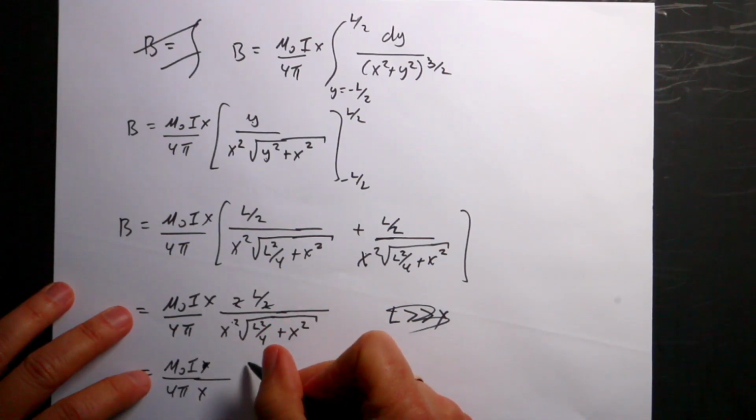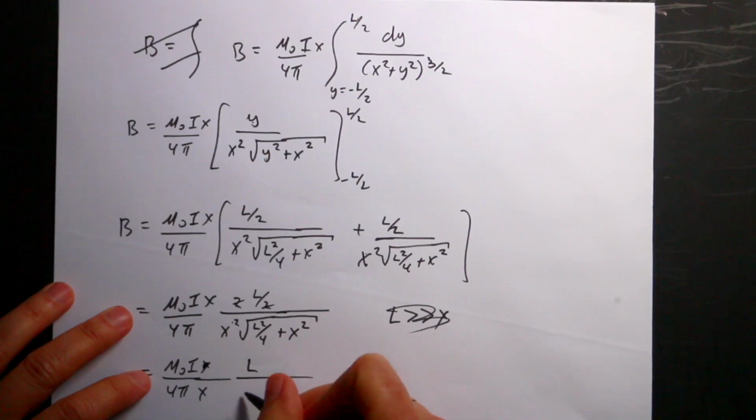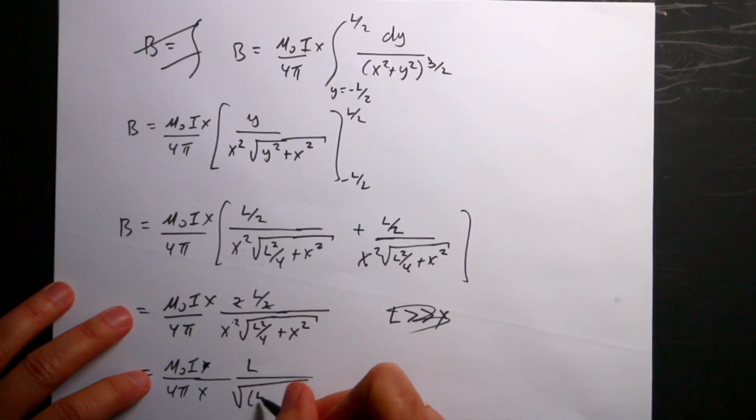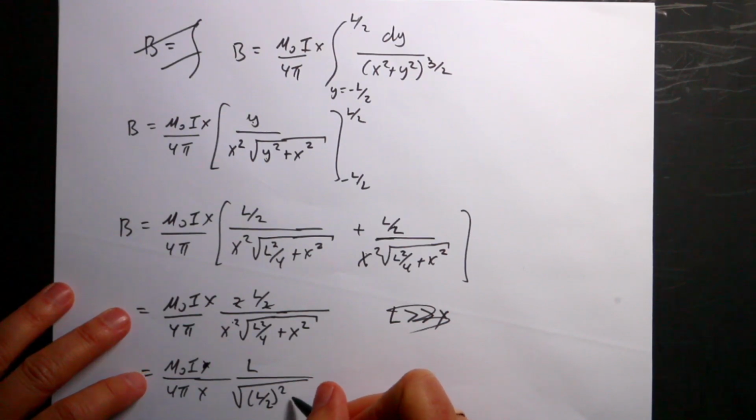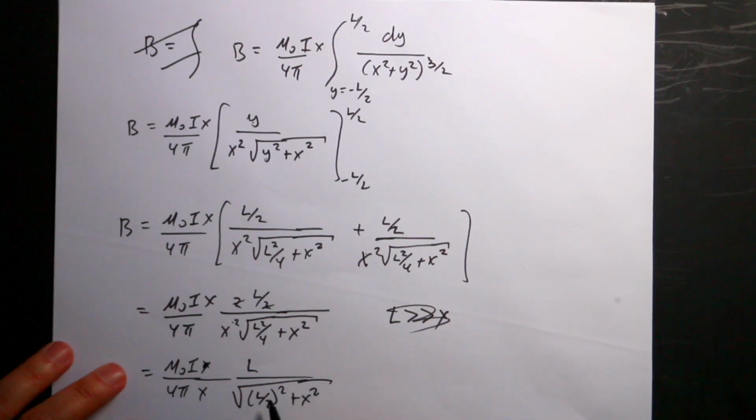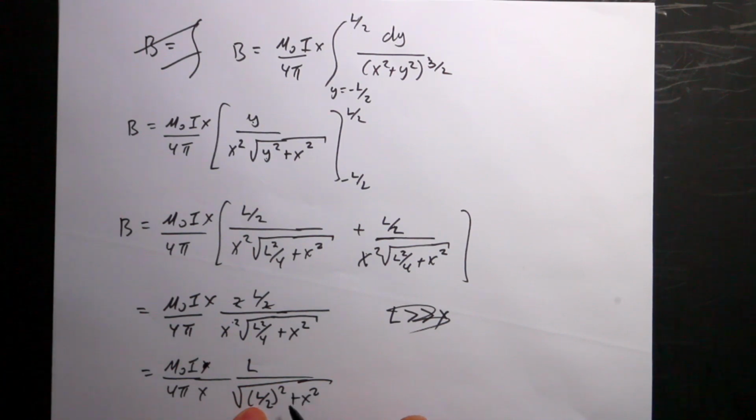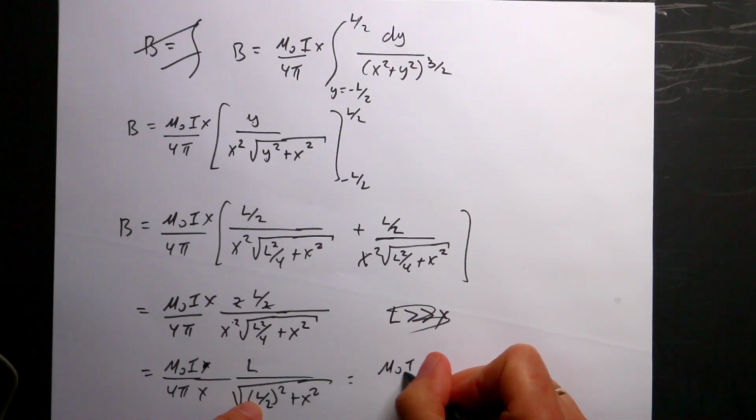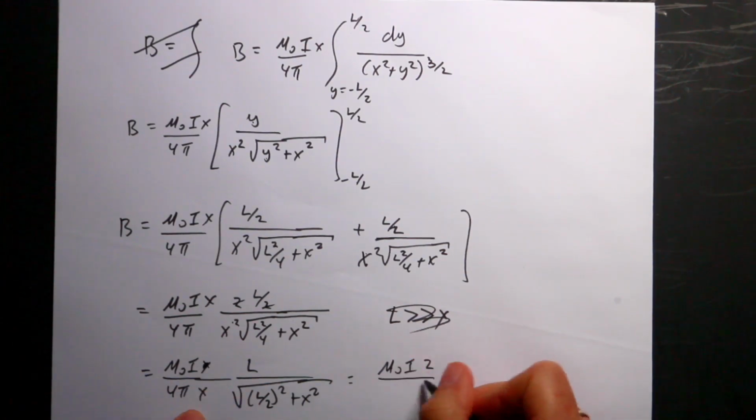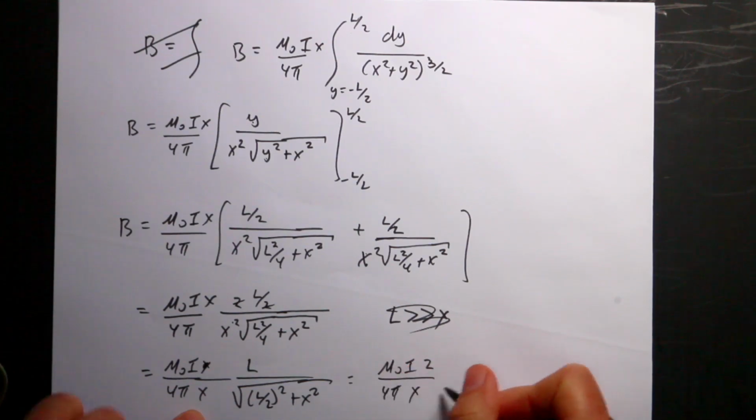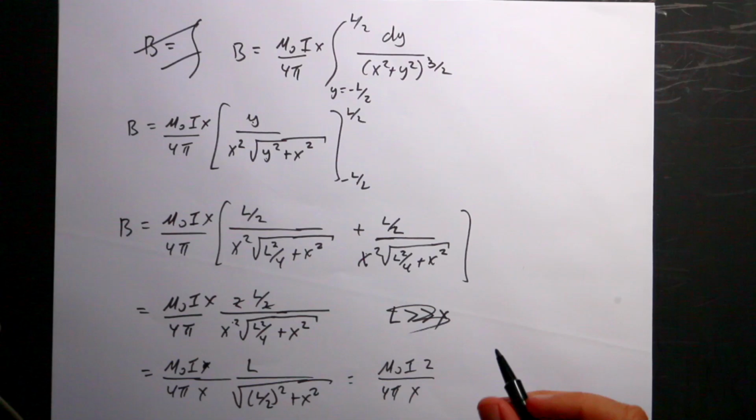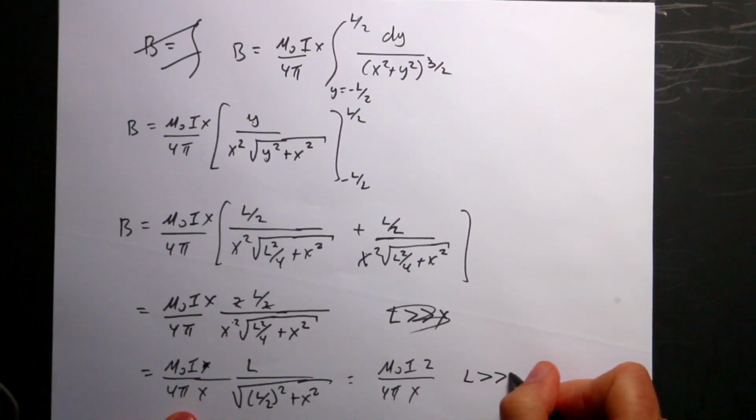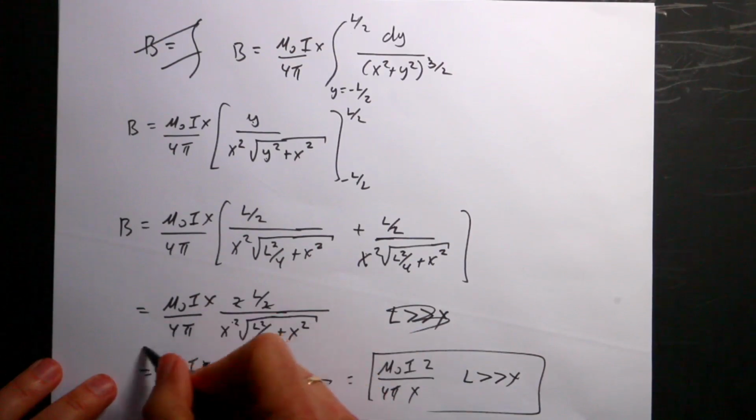Okay, x. And then I get L over the square root of (L over 2) squared plus x squared. Now, in the event that L is very, very large, then this is just L over 2. So I have L divided by L over 2, and that's just going to be 2. So I get mu naught I 2 over 4 pi x. And that's the magnetic field due to a long straight wire. So this is L much, much greater than x. And this is the other one.